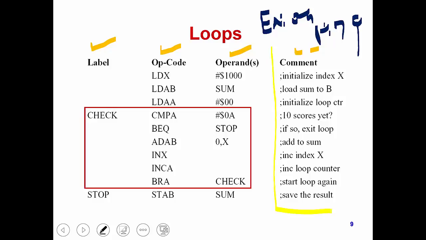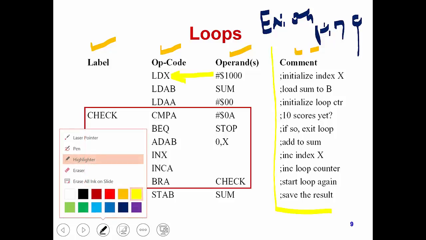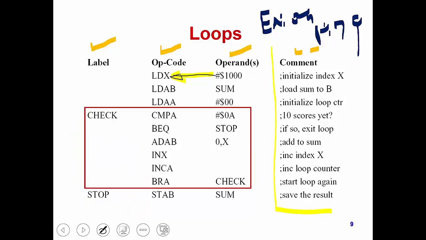At the beginning we load a value 1000 as hexadecimal into index register X. This is to initialize index register X. Here we go, see? Let me change to a different color here. Here we go. That means we make X point to 1000 in memory.